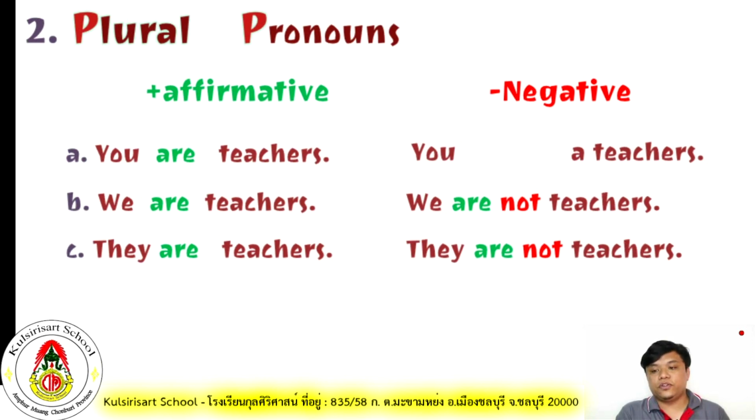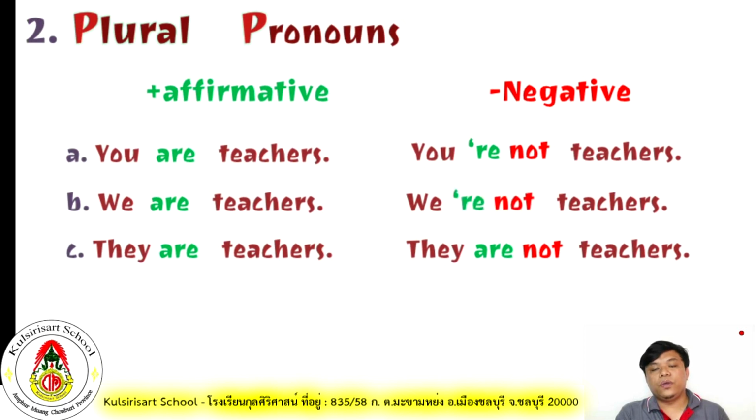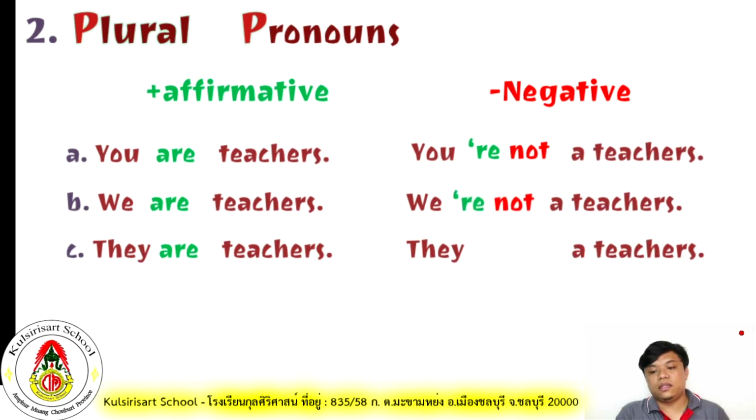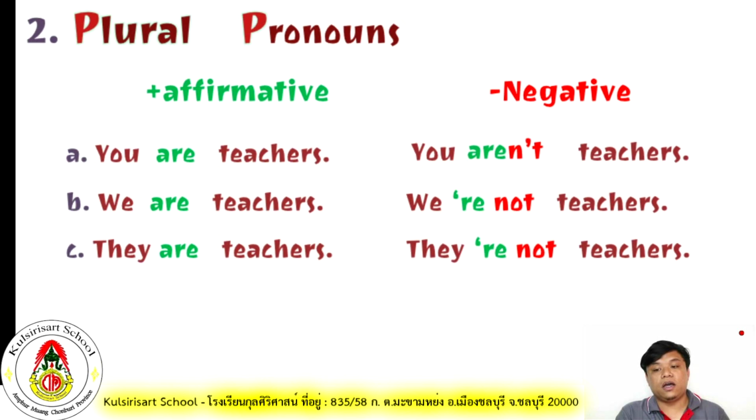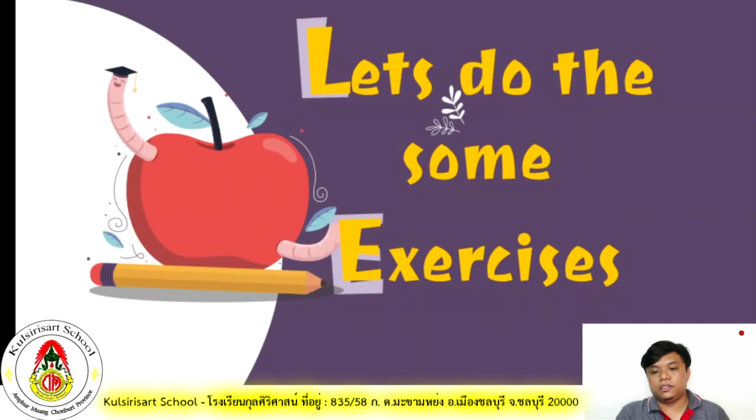For the negative contractions, you are not becomes you're not, and we are not becomes we're not, and they are not becomes they're not. But you can also use you aren't. Or say we aren't and they aren't. Contractions can be used for both of those examples.